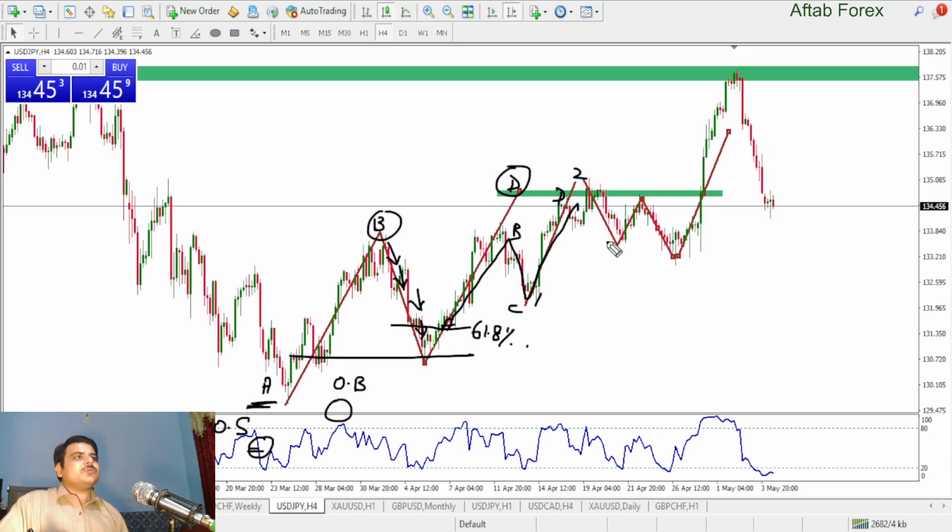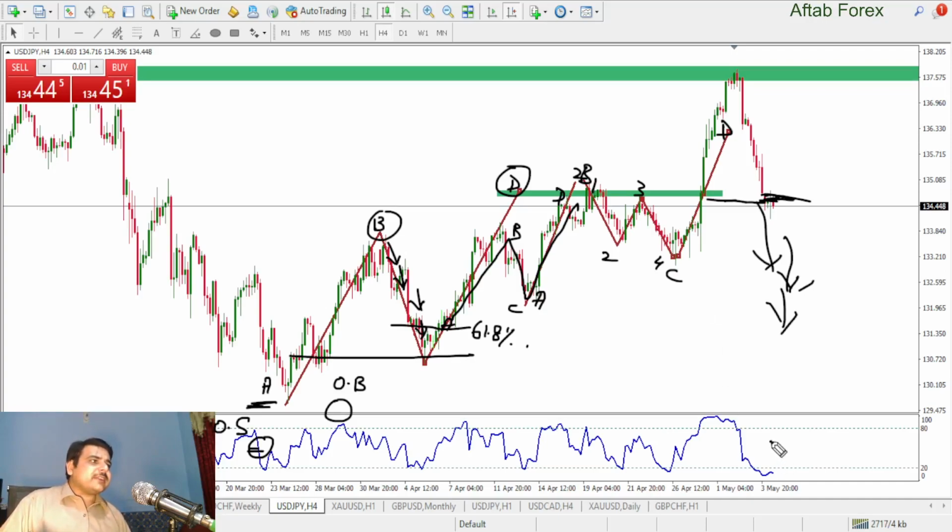This is one, this is two, this is okay, this is A, this is another B, this is the C of that, this is the D of that, and this is 1, 2, 3, and 4. It's not a very logical thing, but if you understand it, right? And right here we have got a break below the structure. So it is expected that the market will continue pushing down, but look at the RSI. We cannot take any sell trade.